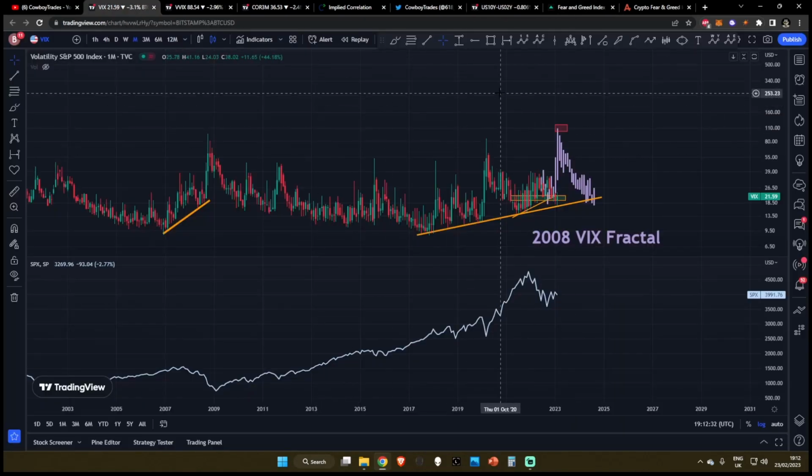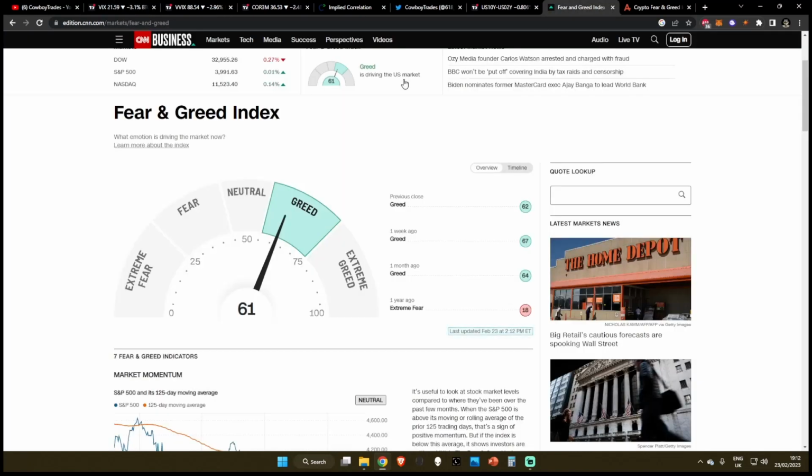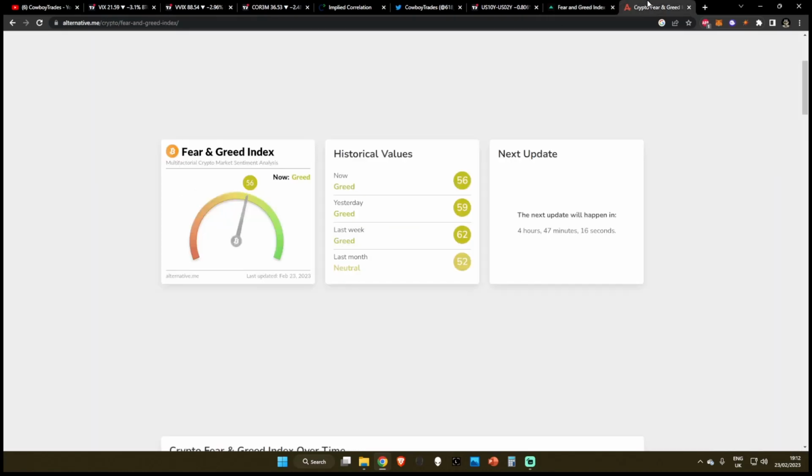Also, before we discuss the main topic of the video, being this VIX chart and how traders price in forward volatility, I would just like to let you know stock market fear and greed indexes are currently sitting in greed, and your crypto markets are currently sitting in greed. So, you know, we're quite overextended right now. There's a lot of greed in the markets.